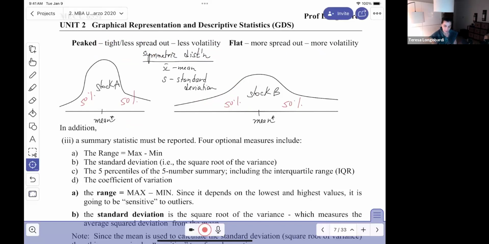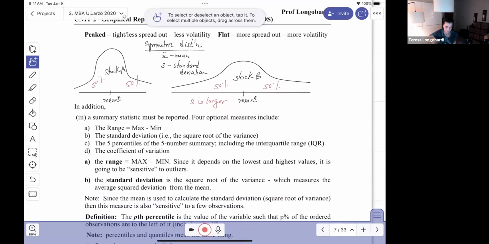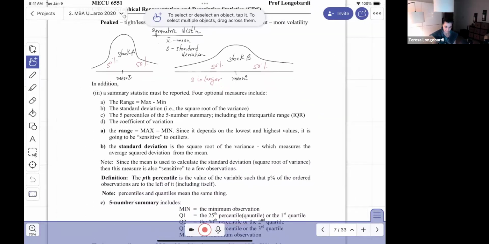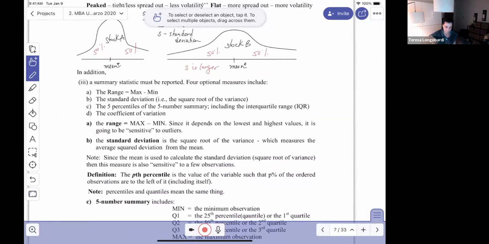So in the more spread out one, S is larger here, okay? The standard deviation calculation would be larger here because it's more spread out. So we're going to look at the standard deviation and the interpretation of the standard deviation before we go today. So S is larger in B than in A.